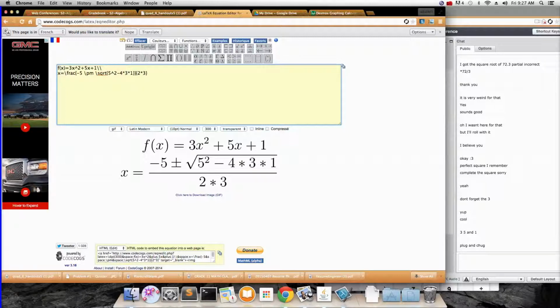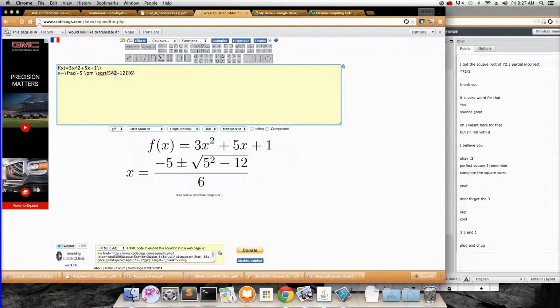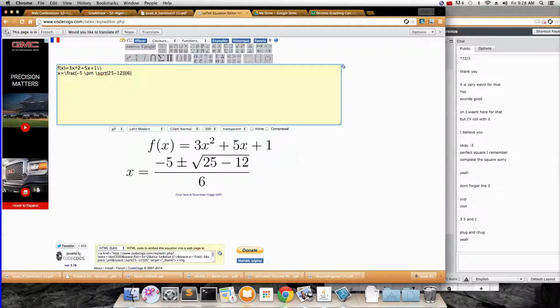If it's all right with you, I'm going to simplify this a little bit. I'm going to change this 2 times 3, the one on the bottom over here, to a 6, if that's right with you. And then 4 times 3 times 1, I'm going to change that to a 12, and this will become 25. Is that all right with you? I didn't really do anything super special. I just basically plugged it in. Are we cool? All right.